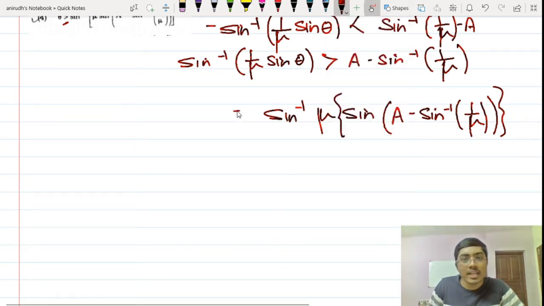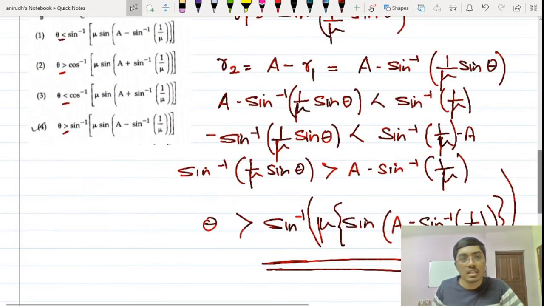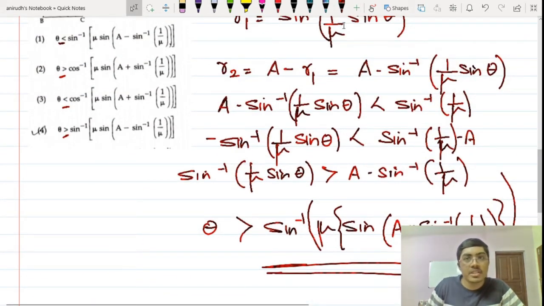So this is the value of theta. I mean, theta is actually more than this particular value. So this is the answer for this question. So I will put a big bracket over here, and let's check the options now. So only in the fourth option you can see over here.